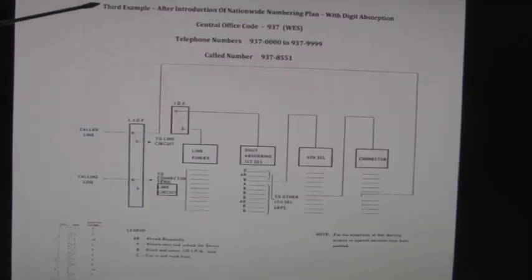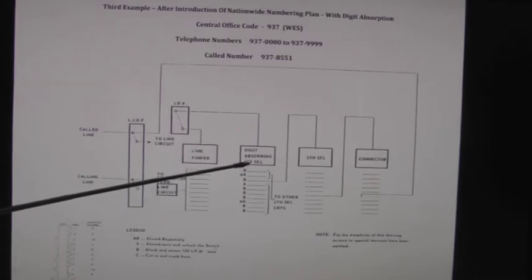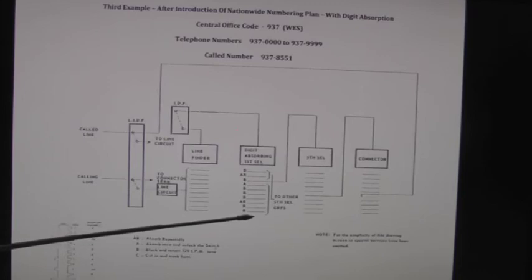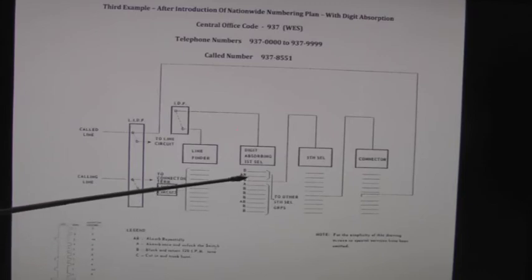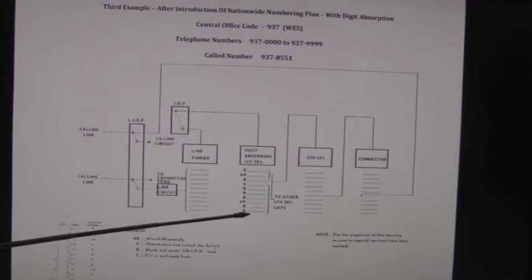So in the third example, we have the nationwide numbering plan in effect, which means 7-character dialing, but we have selectors that have the digit absorption capability. Again, the central office code is 937, telephone numbers 937-0000 to 937-9999, and the number we're calling is 937-8551. So the calling line is going to dial a 9, and the first selector will step up to the 9th level. But it's not going to rotary hunt for an idle trunk. Instead, it's just going to drop back down to its release position.